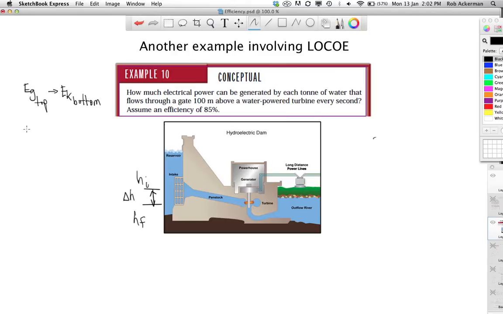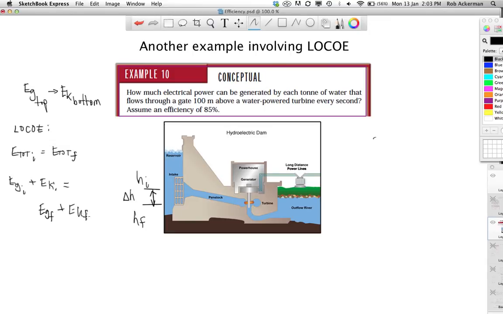Where does this come from? It comes from the law of conservation of energy, which tells us that the total energy at all points is the same. E total initial equals E total final. The forms of energy are Eg plus Ek. The water could be moving, and that is equal to Eg final plus Ek final.